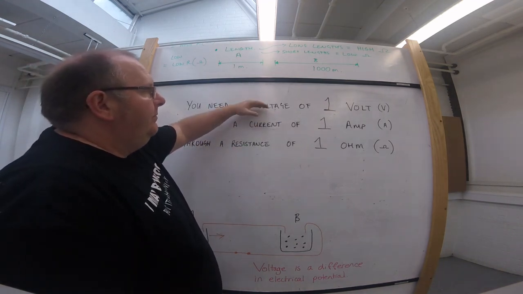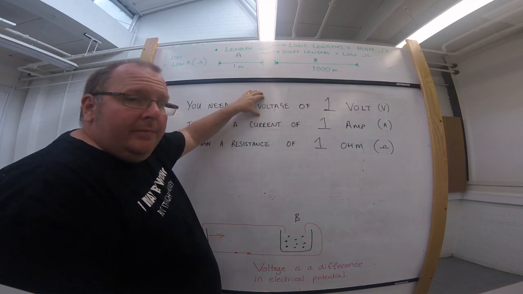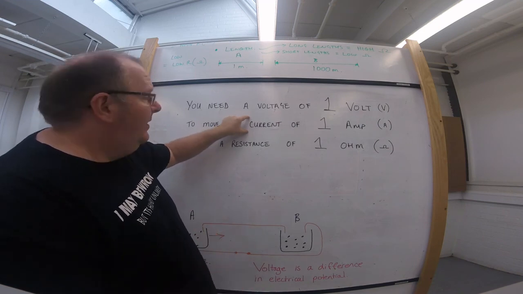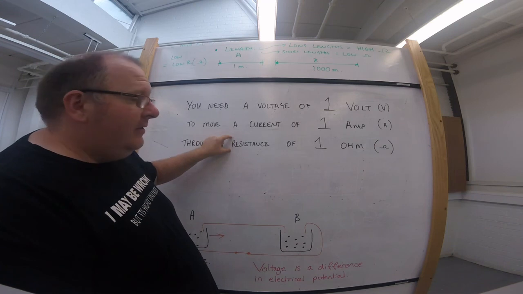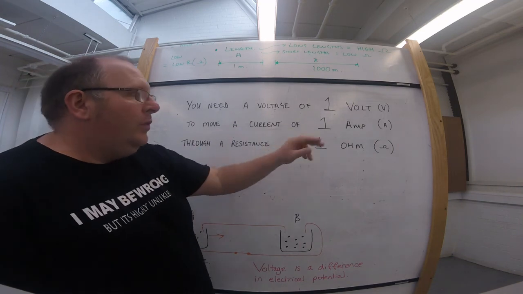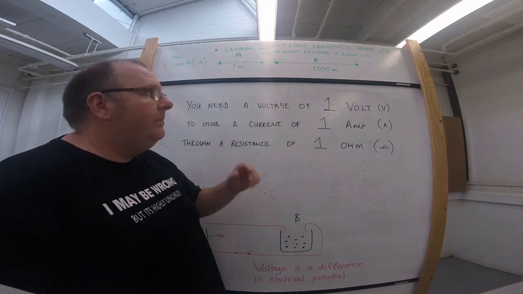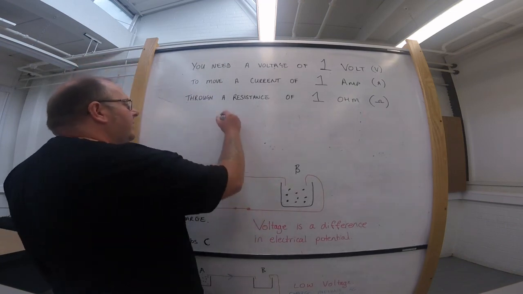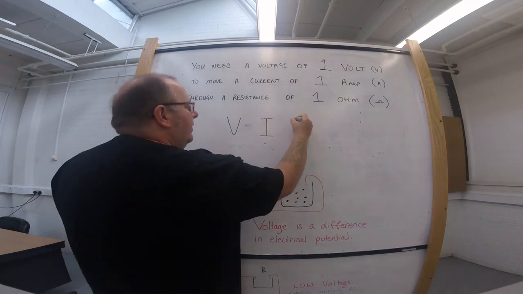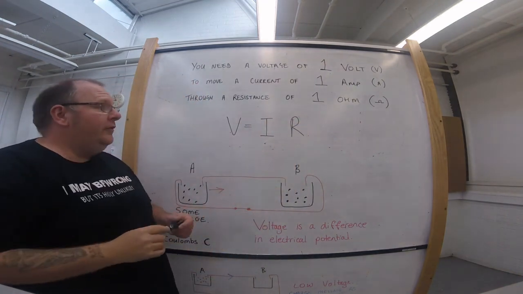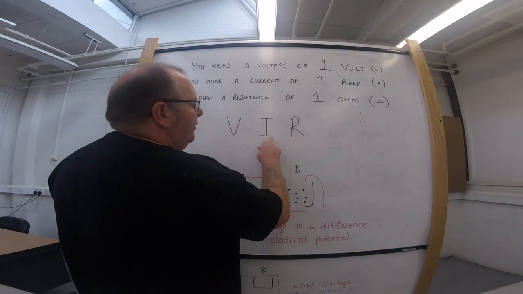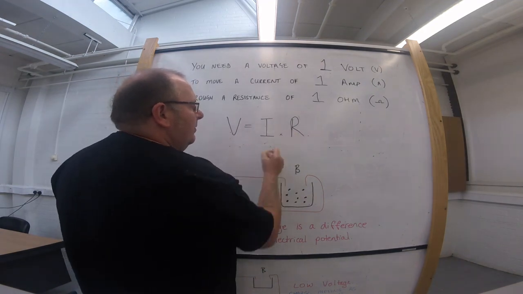Pushing force, like a lot of water stored in a tank, pushes a current, like the water in the pipe, through the pipe. You need a voltage of 1 volt to move a current of 1 amp through a resistance of 1 ohm. And it just so happens that V equals IR. Voltage equals current times resistance. If you're not familiar with two terms sitting next door to each other, we always say that we multiply them.